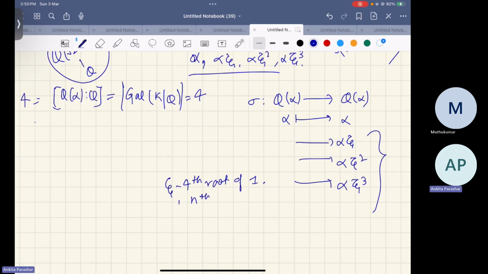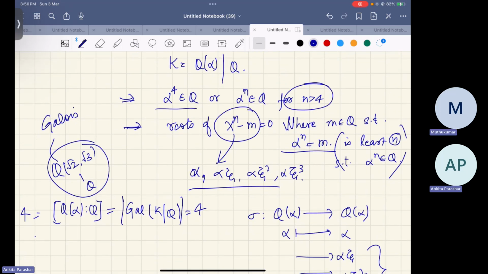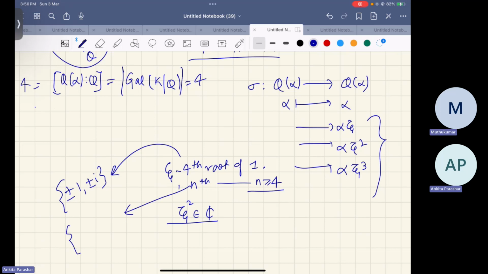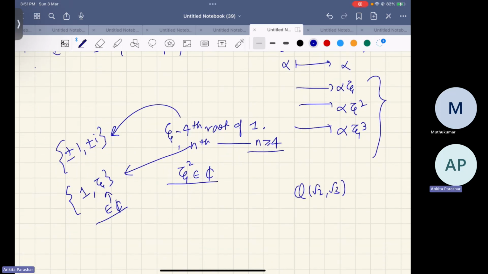or a primitive nth root of unity for n greater than or equal to 4. This is what we know because of x power n, with n greater than 4 or n equal to 4. In either case, xi has to be a complex number. Xi had to be xi square, not xi maybe, but xi square. So if you see the primitive fourth roots, it is plus minus 1, plus minus i. If you see primitive nth roots for n greater than 4, again it will have 1 and some other xi such that it's a complex number. So in any case, you will see more than 2 roots have to be complex numbers. But your field is Q(root 2, root 3).